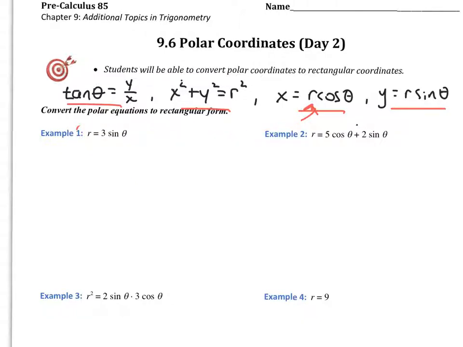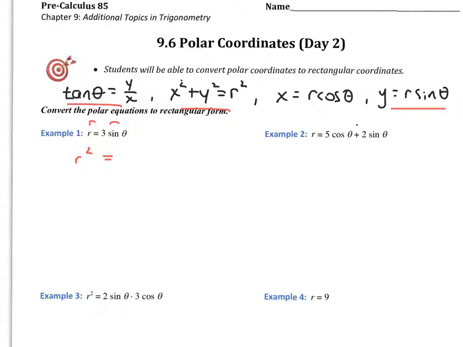Multiply each side by r, because then you get r squared equals 3 r sine theta, you change r sine theta to y, so you have r squared equals 3y, and you have x squared plus y squared equals 3y. Ding, ding, ding! Winner, winner, chicken dinner. Good job. All right, so he said multiply both sides by r. If you do that, r times r becomes r squared. Are we able to change r squared into x's and y's?